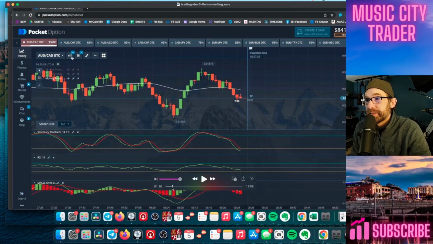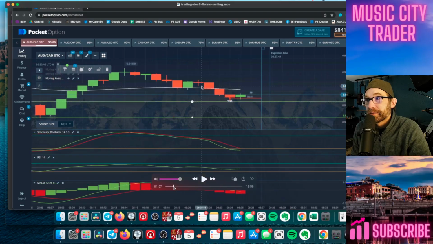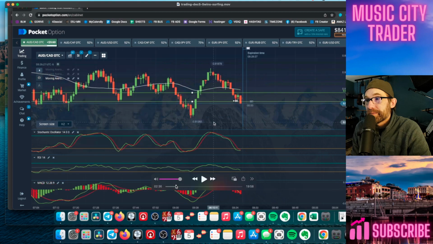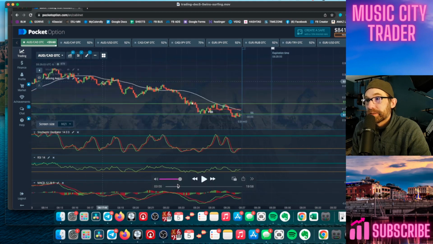So this was a down trade because this was a put, and I think because I thought I might not win this, and then it broke down. Okay, so this is a win. This is going to be a win, so I'll show you that win.